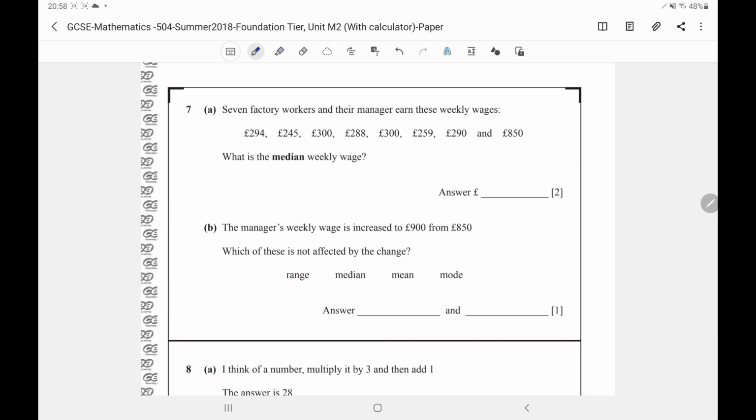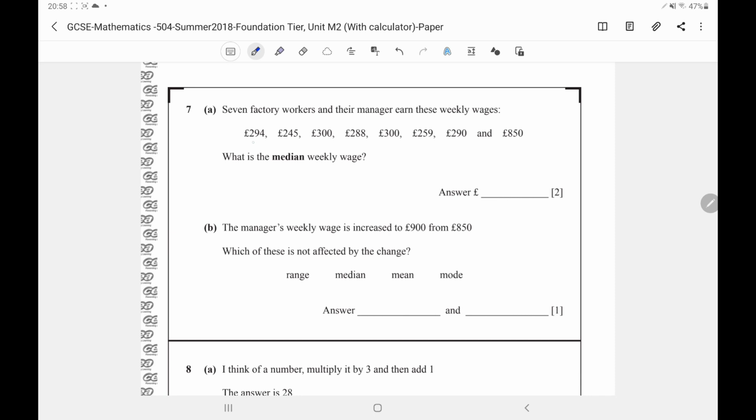Question 7. 7 factory workers and their manager earn these weekly wages. What is the median weekly wage? That's the one in the middle. But you need to make sure that they're all in order. So just check if these are in order. 295 down to 245, back up to 300. So they're not in order. You'll need to put them in order.